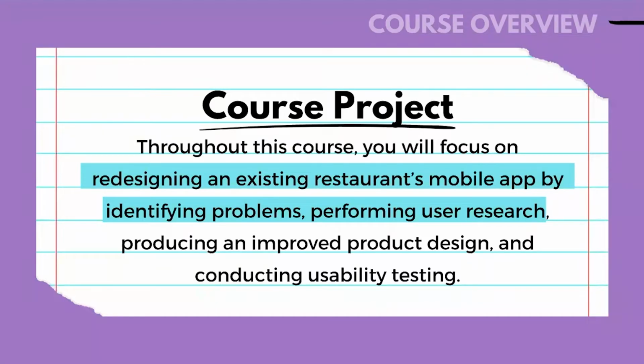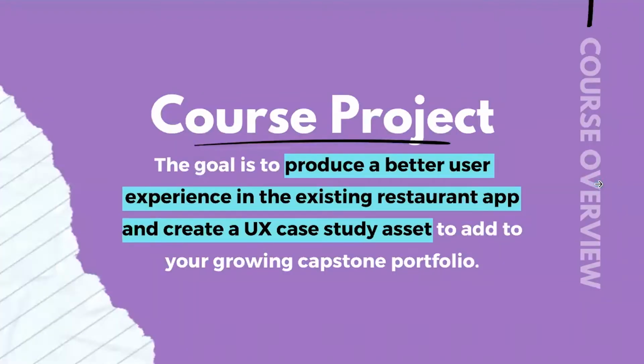So let's discuss our course project. Throughout this course, you will focus on redesigning an existing restaurant mobile app by identifying problems, performing user research, producing an improved product design, and conducting usability testing. Now, the goal of the course project is to produce a better user experience in the existing restaurant app and create a UX case study asset to add to your growing capstone portfolio.